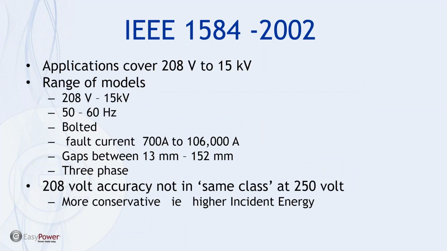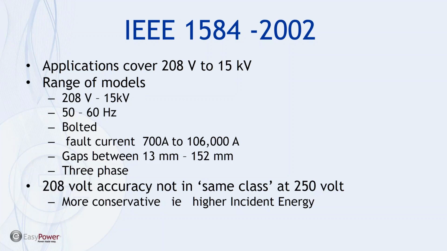Now, when it comes to the IEEE 1584 model that was initially published in 2002, the recommendation is to use the model over a range of voltage from 208 volts to 15,000 volts. That includes any frequency between 50 and 60 hertz, fault current ranging from 700 amps to 106,000 amps, and gaps between conductors ranging from 13 millimeters to 152 millimeters. And again, this model from IEEE 1584 is based upon 3-phase faults.